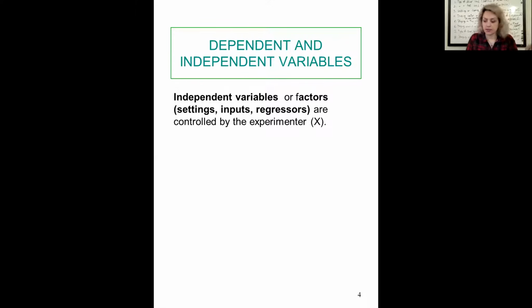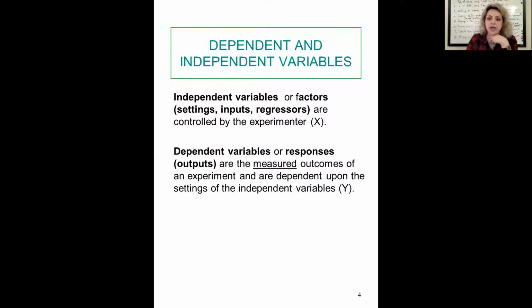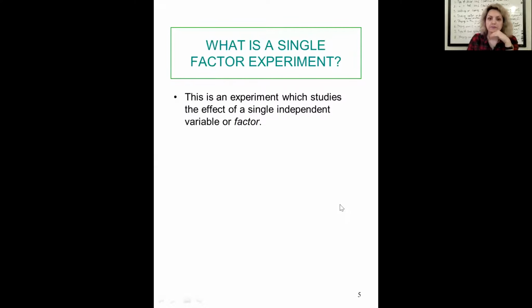When we talk about the independent variables or factors, we would say it's like X that we had in the regression models. And when we are talking about the dependent variables, they are like Y. So the output of our system, we would call the dependent variable. A single factor experiment is an experiment which studies the effect of a single independent variable or factor.